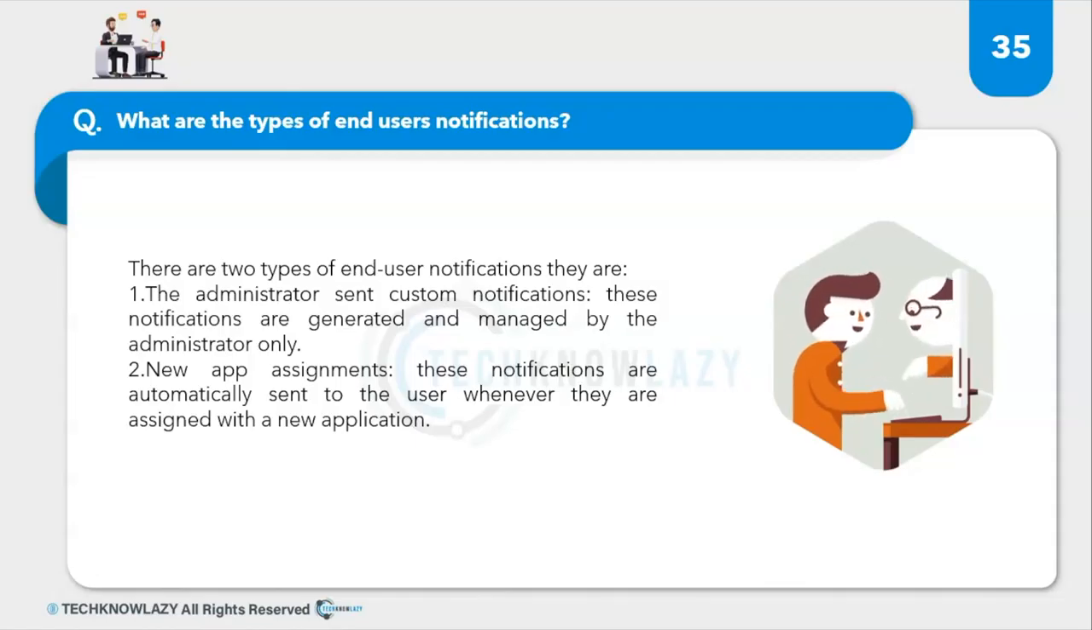These are notifications that are generated and managed by the administrator only. Something like the patch update or any of the updates which are user defined or admin defined ones. And the other one is new app assignments. These notifications are automatically sent to the end user whenever they are assigned with a new application. So these are the 2 types of end user notifications in Okta.